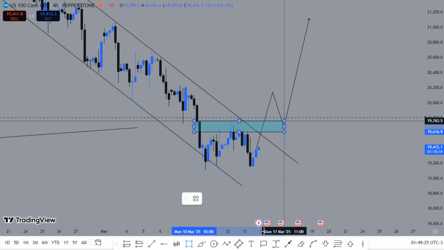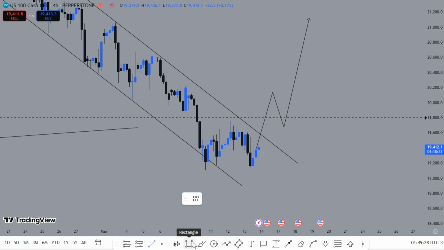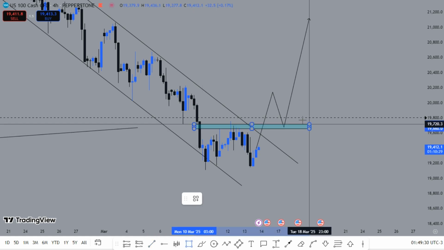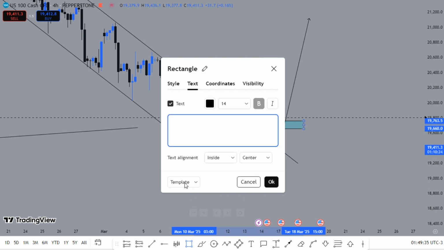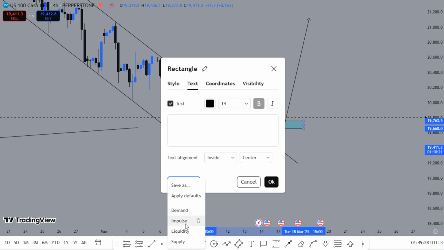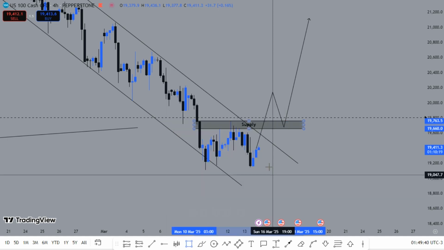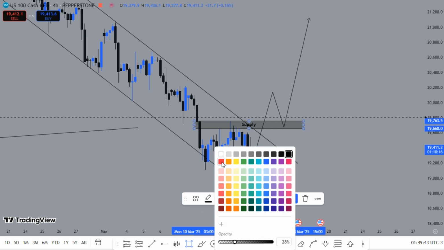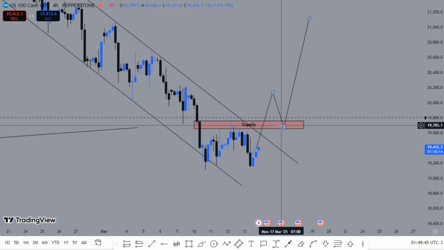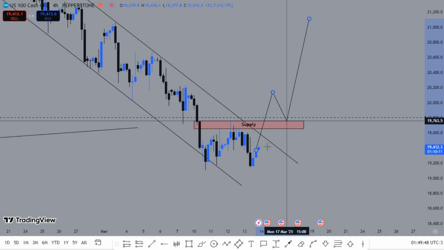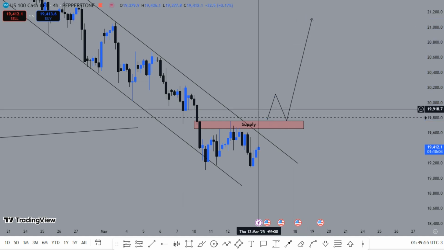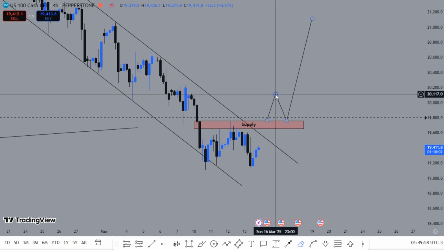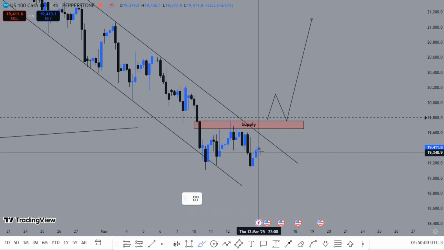So right here, or in fact, let me just bring it right here and call this our supply zone. I think I should make it red because I believe we have sellers right there. So this is what I want to see on NASDAQ 100. Now if it doesn't do this, no problem. I still anticipate this. She might do this, goes up.